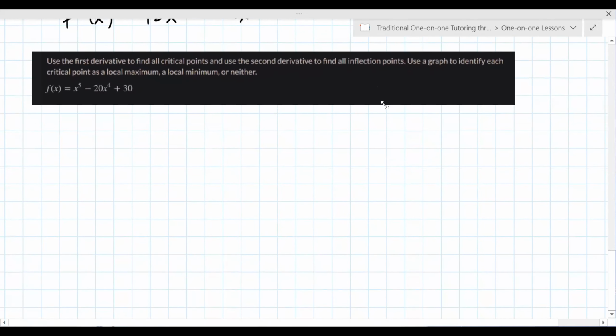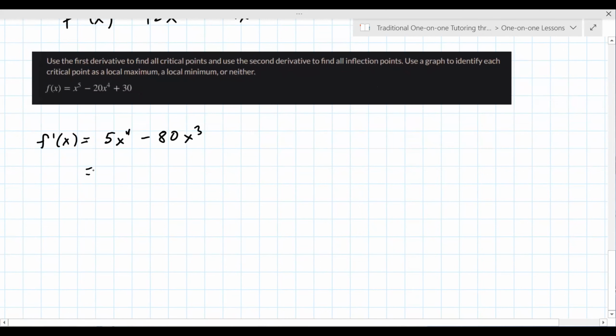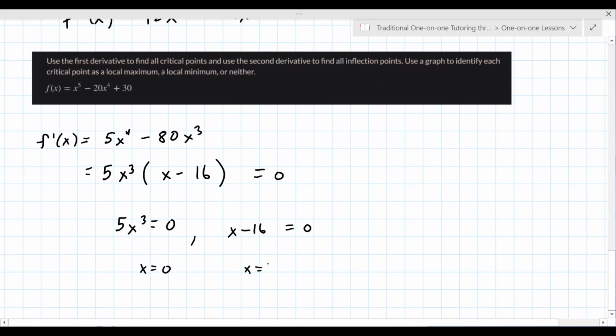So first you just find the first derivative. That'd be like 5x to the fourth minus 80x cubed. And you factor out a GCF, which is 5x cubed. So you get x minus 16. And you set both of these equal to 0. So you set 5x cubed equal to 0 and x minus 16 equal to 0. So on the left, it's x equals 0. On the right, it's x equals 16.